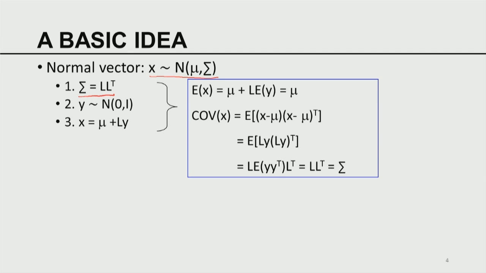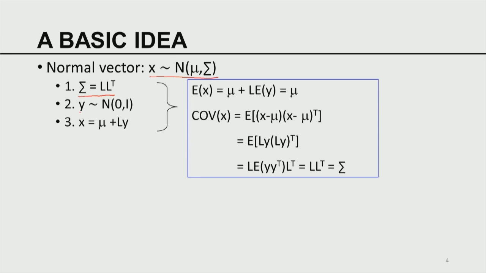L is also a lower triangular matrix. We have already given an algorithm when we were dealing with numerical methods for solving static deterministic inverse problems. We had given the algorithm for Cholesky decomposition in great detail. So, given sigma, I should be able to find L very easily.